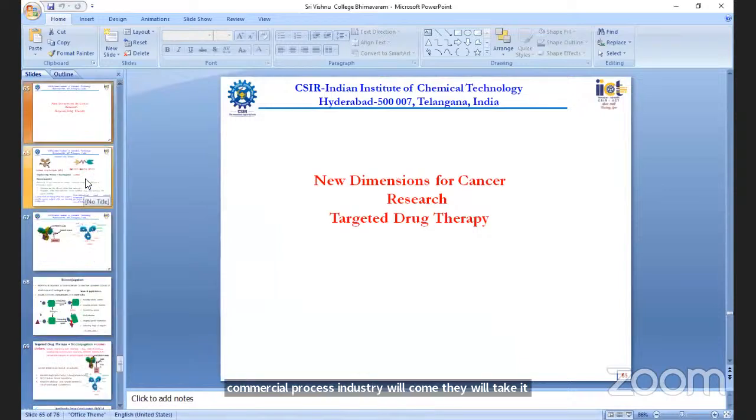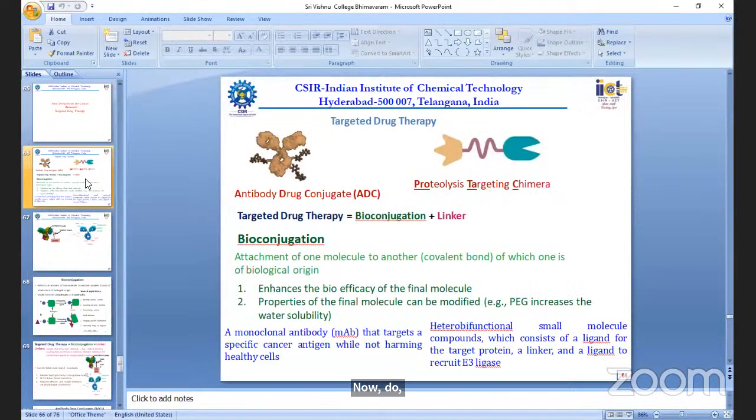Then finally, I want to make another 5 or 6 slides. I want to conclude with new dimensions for cancer research, targeted therapy. That means now we have seen the molecules like natural products and whatever molecules were made for industry, and so many molecules are available for cancer, and still people are suffering with cancer. Then what new dimensions are coming in cancer therapy and what are researchers doing? That's what I want to show in another 5 slides. Then I would like to conclude.